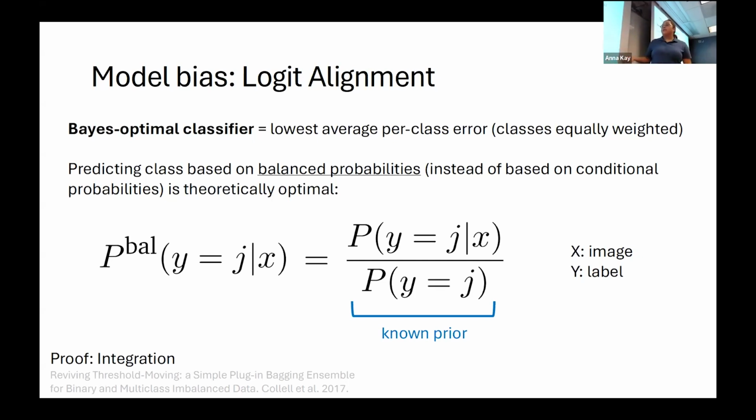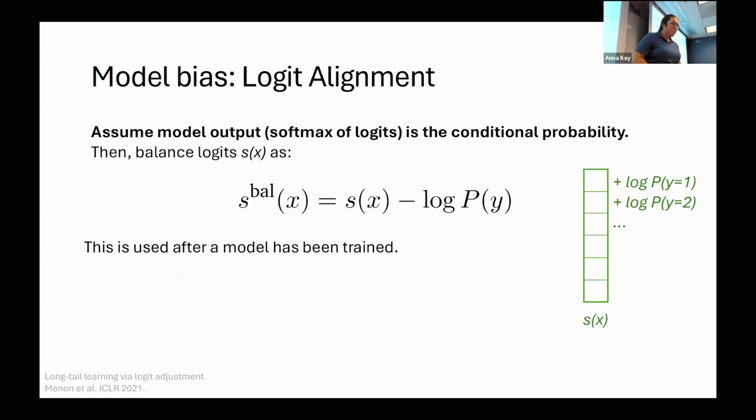And you can show mathematically, just with a simple integration, and you can check out these people here who showed it, that if you really want to get a Bayes optimal classifier and you already know the conditional probability, so you know that the model is going to predict y given this image, you can create a p-balance just by dividing by the prior probability that you have assigned to this class. And if instead of using the conditional probability to assign your prediction, you use this p-balance to assign your prediction, well, then you will be getting a Bayes optimal classifier.